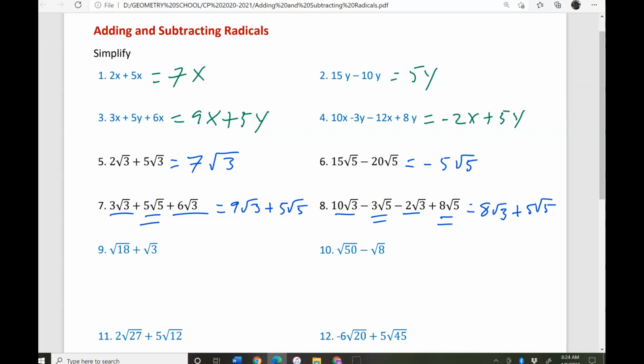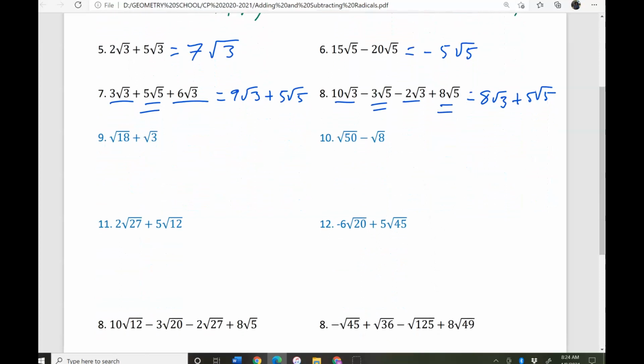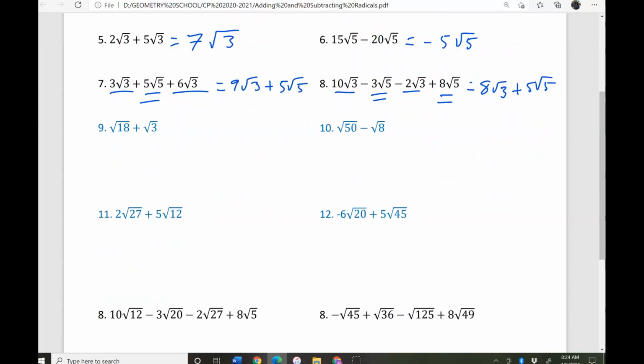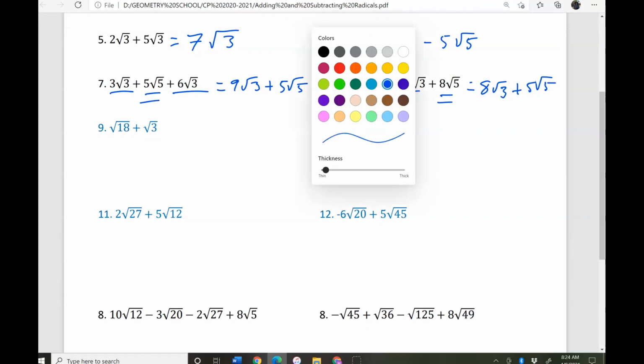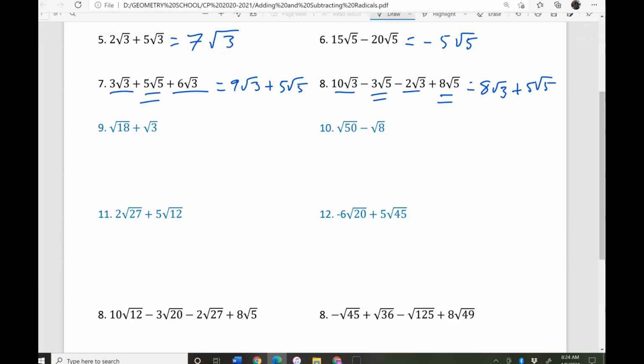Next. Sometimes our radicals are not in simplest form. So we talked about simplifying our radicals last time. So when we have to simplify our radicals first, then we want to be able to add our radicals together.